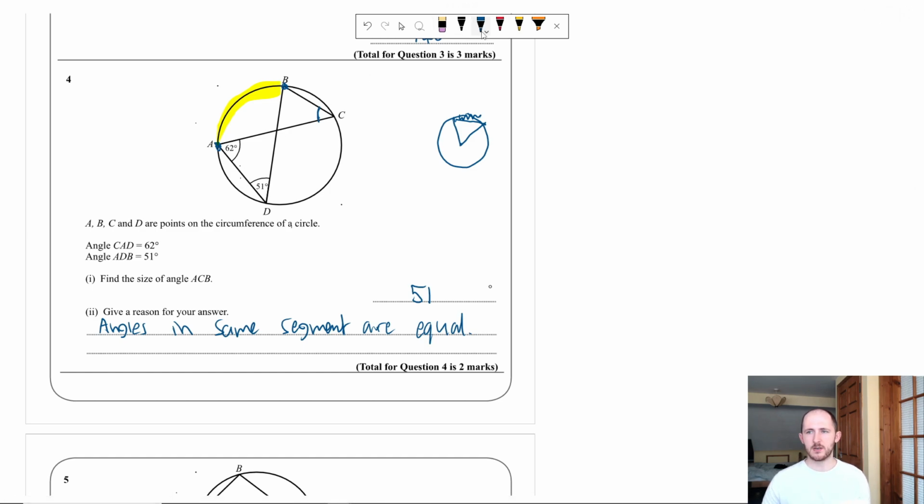Again, all you need to do is look at what points the angles are formed from. Angle D is made up from a line from A and a line from B. Likewise, angle C is made up from a point on A and B, which means they share the same curved part, which means they share the same segment, okay?